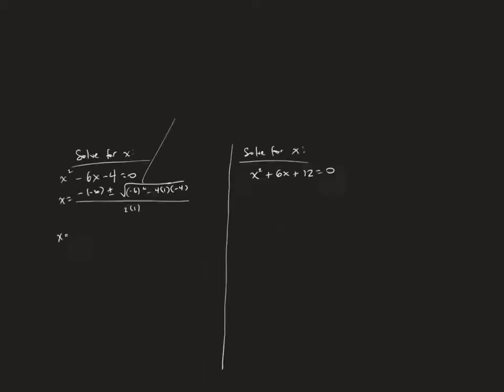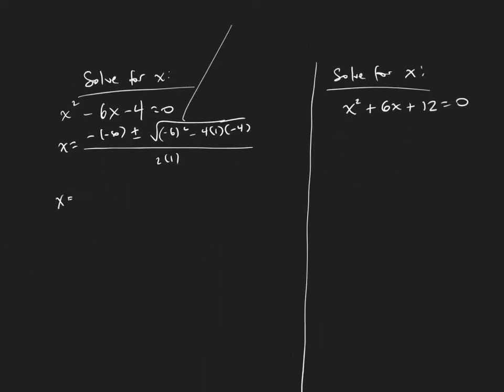Now, if you're using your calculator on this, be super careful. Really. Be super careful, because remember, if you don't put the -6 in parentheses when you square it, it's going to give you -36, when that is in reality 36. So do be careful on that. But we know that this is 36, plus 16 all over 2. So that's 6 plus or minus the square root of 52 all over 2.